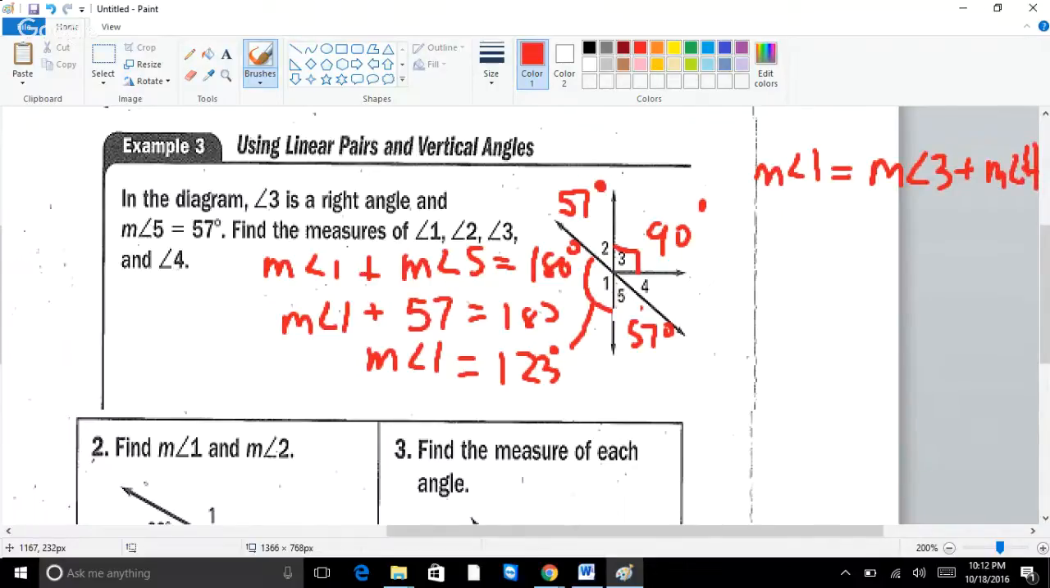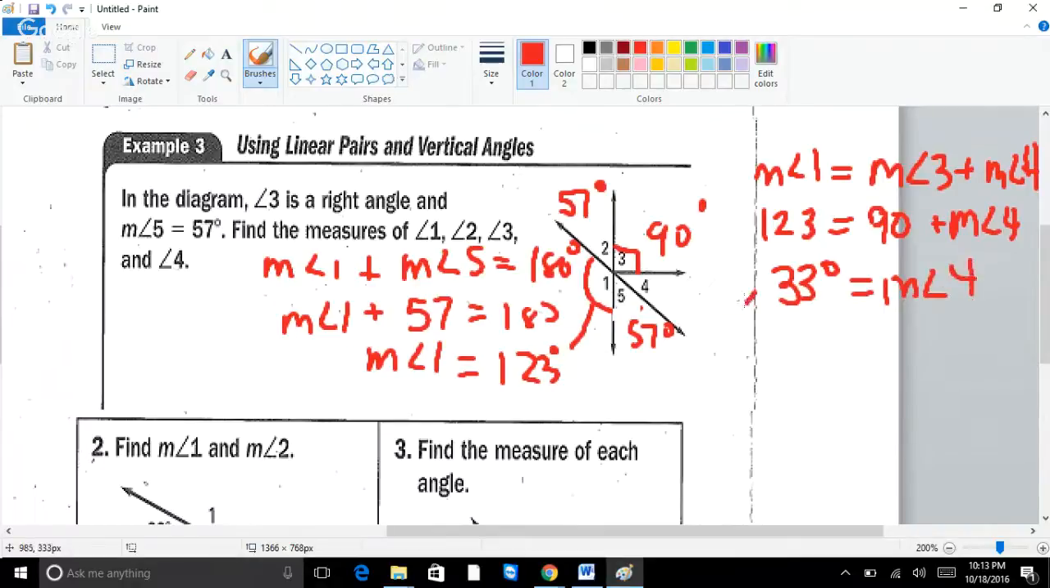Now there's multiple ways to do this, so if you've decided to do it a different way, that's all right. So what we would say is 123 degrees equals 90 degrees plus measure of angle 4. And then I need to subtract 90 degrees from both sides. And I'm going to get 33 degrees is the measure of angle 4. So that's this angle right here. So there's multiple ways that you can do that. So if you've ended up figuring out another way, that's all right too.